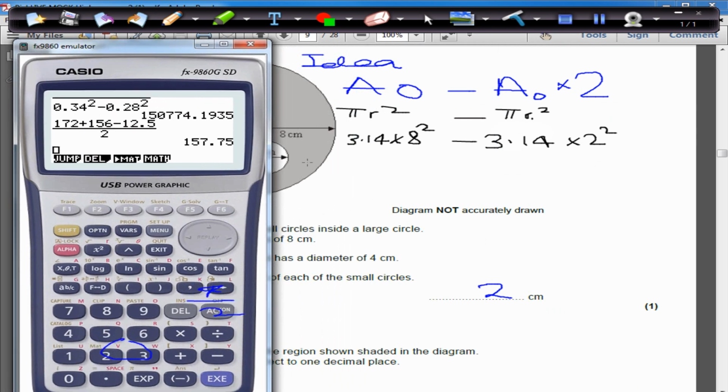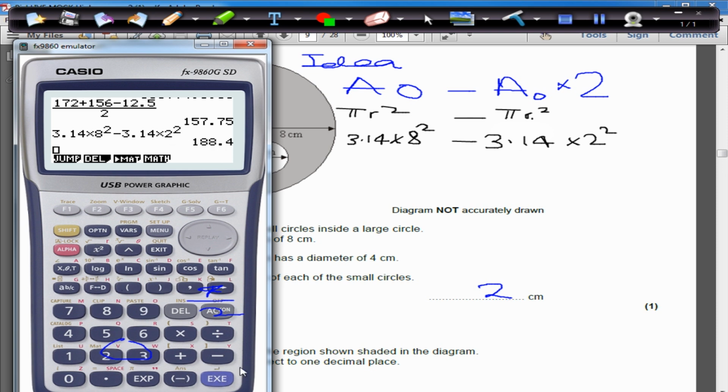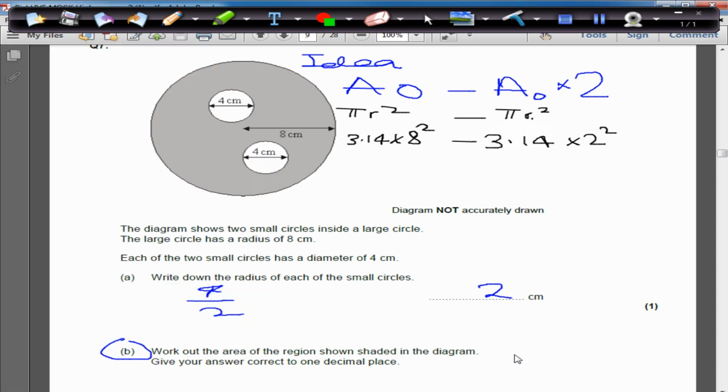Okay, right, let's do that calculation. We got 3.14 multiplied by 8 squared, take away 3.14 multiplied by 2 squared. Okay, we got that? Yes. So that gives an answer of? Did everybody get that for the homework? 188.4? So that would be the answer that would be here.